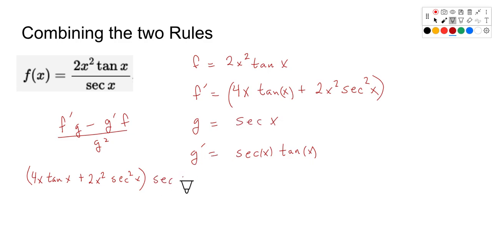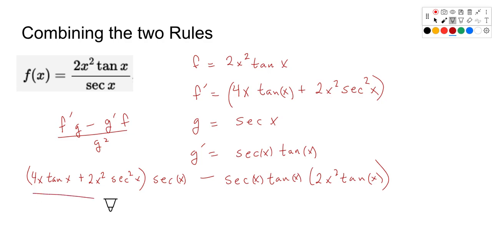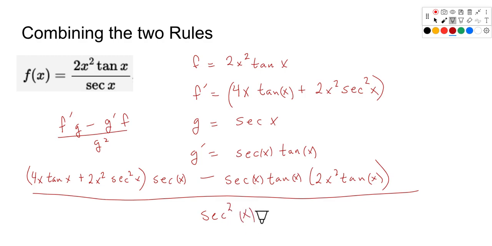You're already getting good because you're catching all my errors. Then the derivative of g, which is this one up here, multiplied by the original f, which is 2x squared tangent of x, divided by secant squared x. And again, it might be beneficial to go through and do a little bit of algebra. It probably will simplify down with some things canceling. But that's a derivative, right?